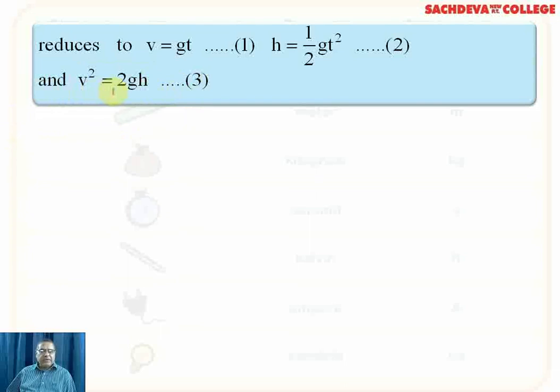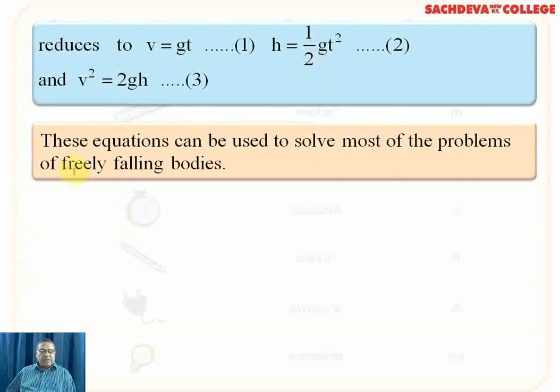Similarly, if we take up the first equation, that is v is equal to gt, and we are interested to find time, the ratio of v and g will give the value of time because u is 0. Similarly, in the second equation, that is h is equal to half gt square, we will find that t square will be 2h over g, or t will be the square root of 2h over g, but this equation will be valid when u is equal to 0. These equations can be used to solve most of the problems of the freely falling body.